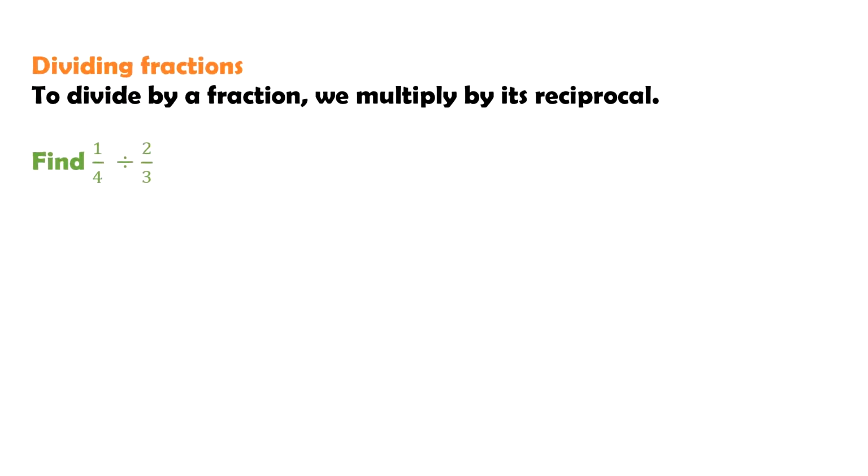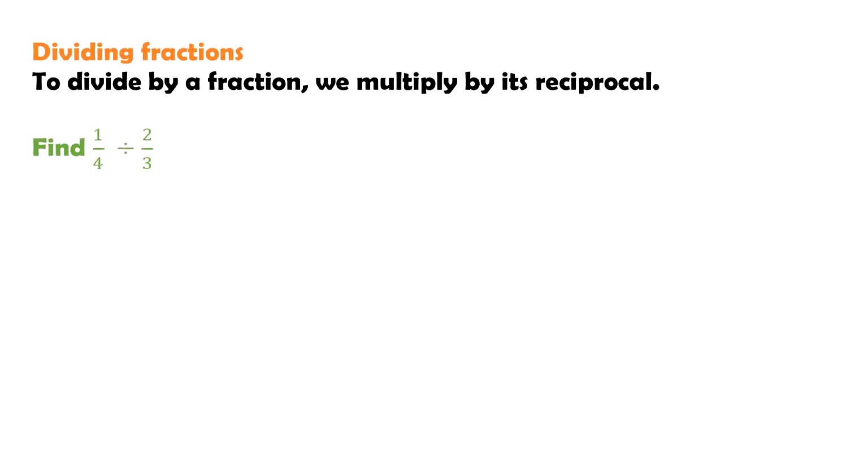Alright, so why I introduce you to that is because we use it when we're dividing by a fraction. When we divide by a fraction, we actually end up multiplying by its reciprocal. So the second fraction is flipped into its reciprocal and we get a multiplication.